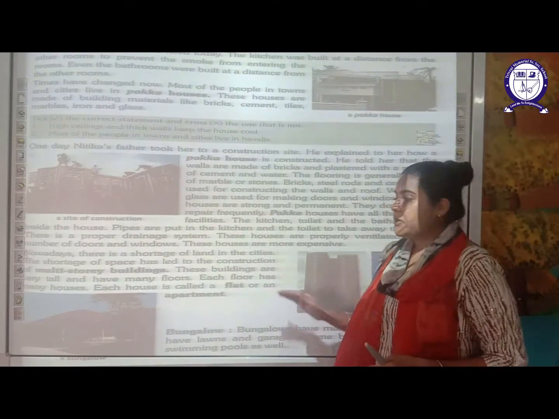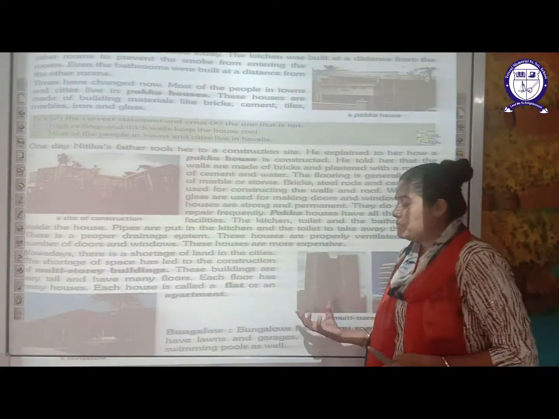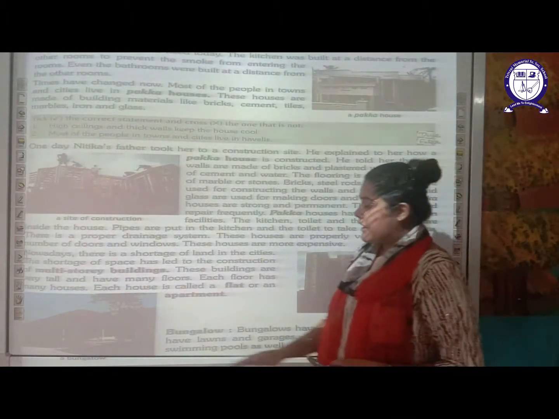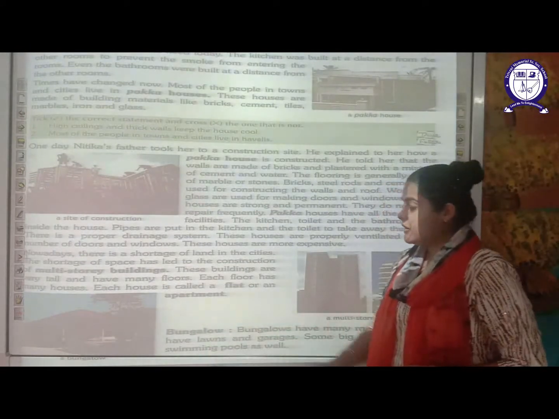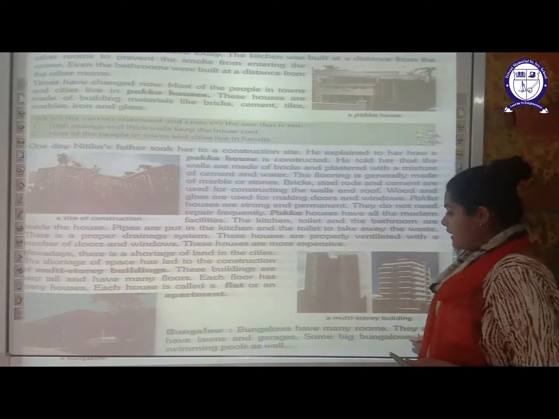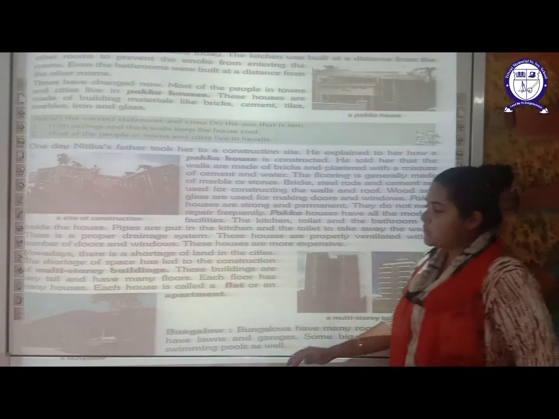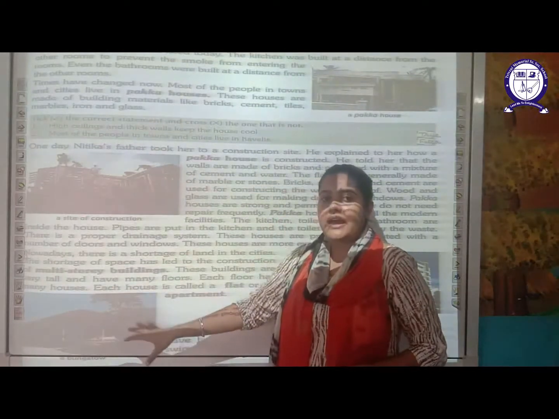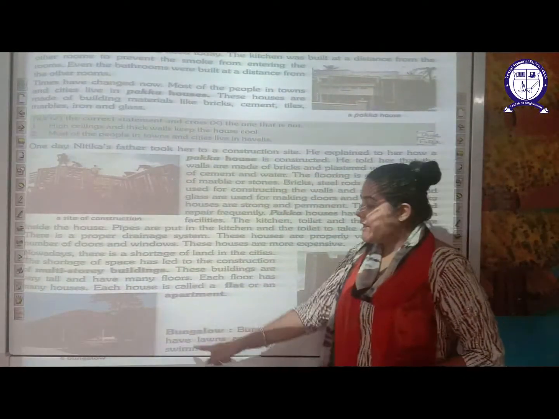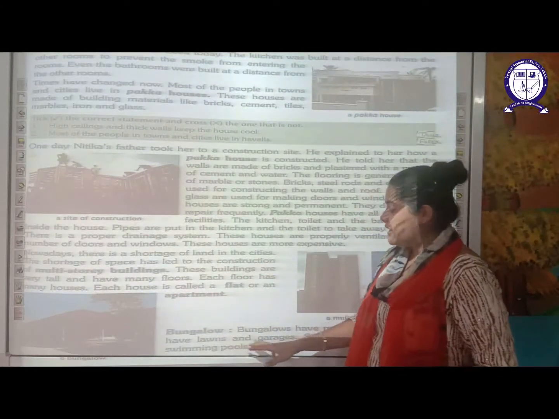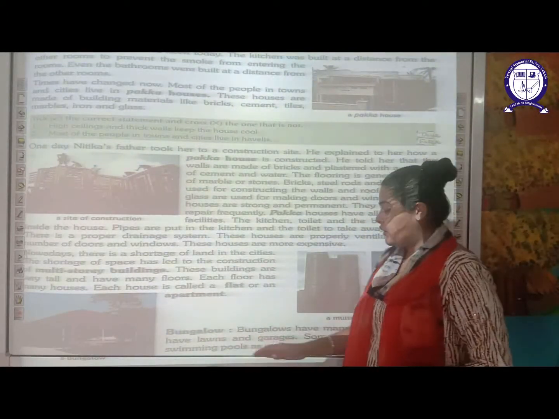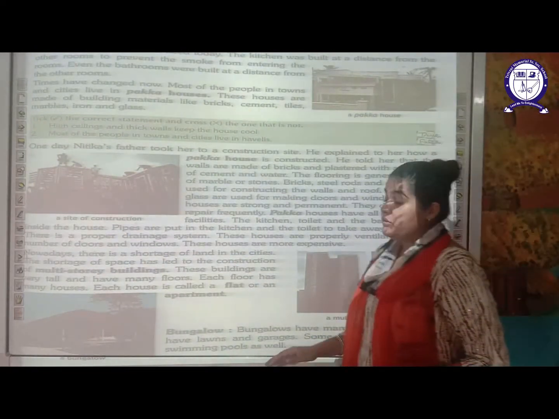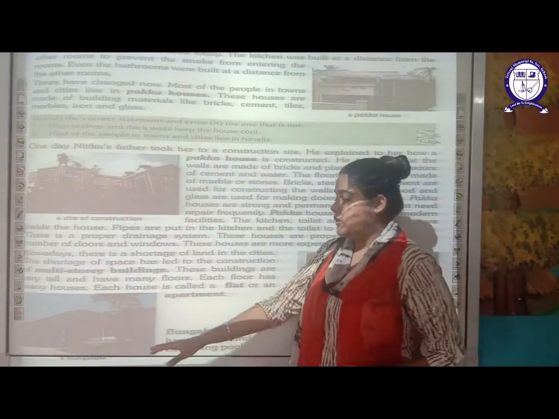Because of the lack of space, people generally prefer constructing multi-story buildings. The next type of house is the bungalow. Bungalows have many rooms. They also have a lawn or a garage. As you can see, this diagram is a bungalow. It is a single story, and it has a large number of rooms as well as a lawn, that means a garden area surrounding it, as well as a garage where you can park your vehicles. Some big bungalows have a swimming pool as well.